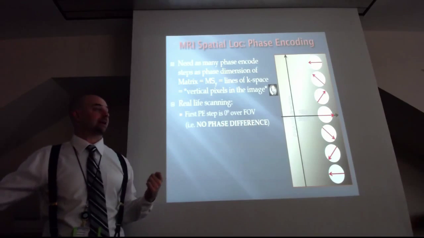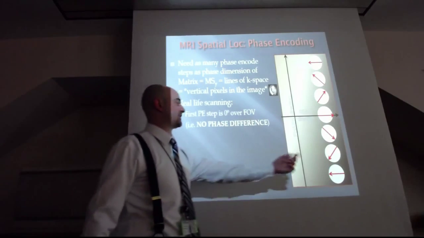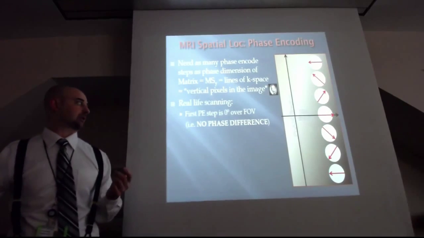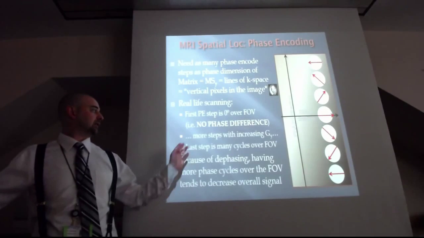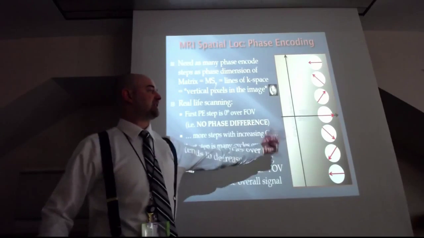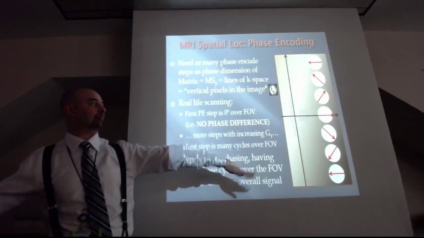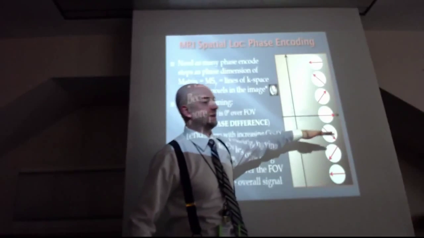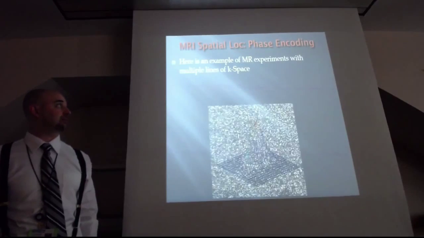In real-life scanning, the first phase encoding step is going to be 0 degrees. So there's actually going to be no phase difference. You just have a mock phase encode on for a set amount of time. They all stay in phase, and there's no signal loss. Then you have more steps with increasing gradients in the y direction. And the last step in real life is actually going to be many cycles over the vertical span of the image. So in this case, it goes over a 360 cycle. In a real image, it'd be many 360s; every line, basically, is going to be your strongest phase encoding step.